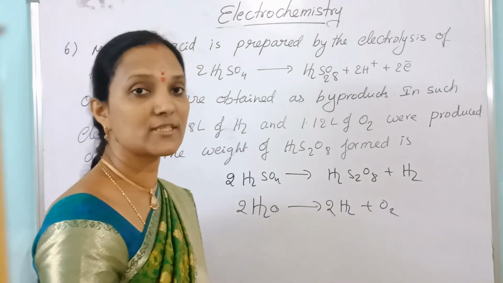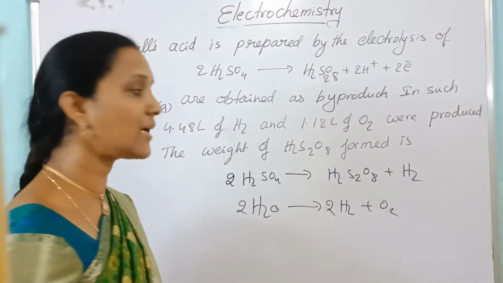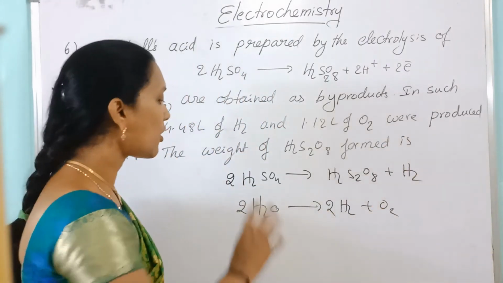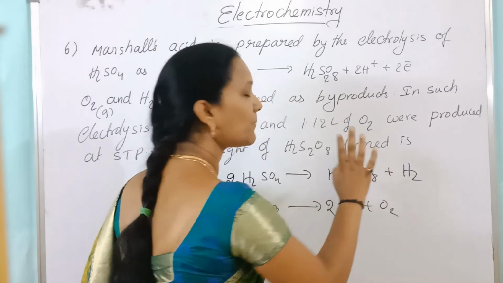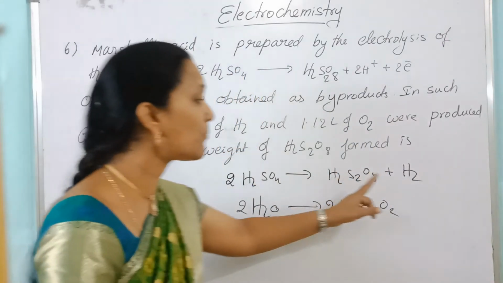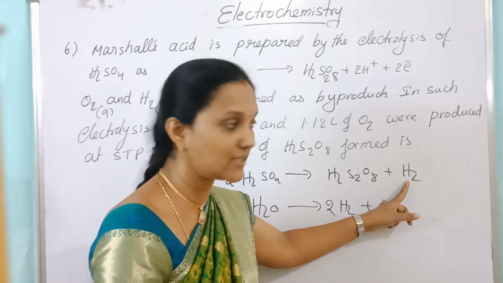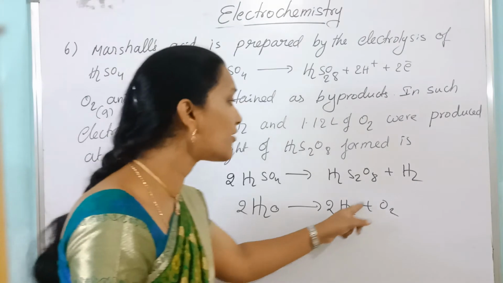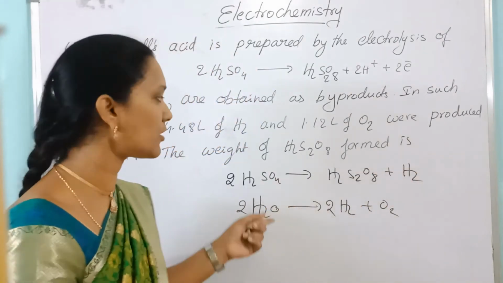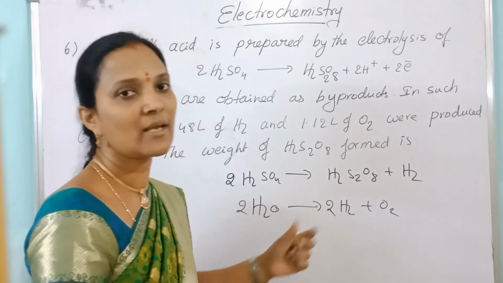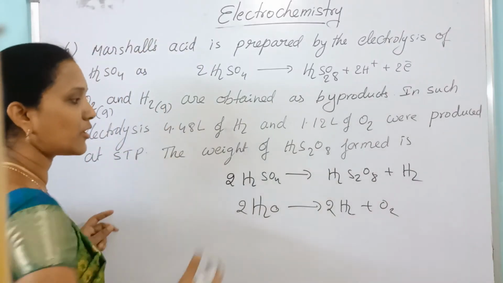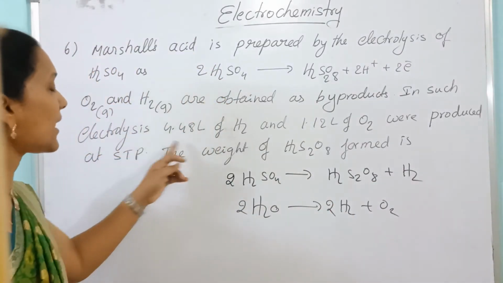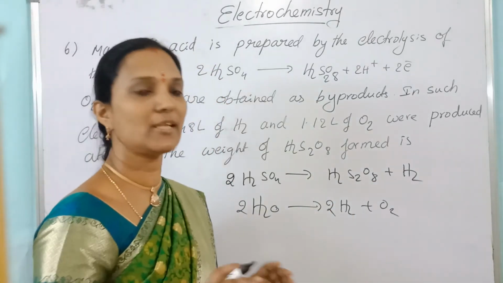Hydrogen released and oxygen released. Now here, hydrogen we are getting from water and also from sulfuric acid. Oxygen we are getting from water, and Marshall's acid from sulfuric acid. The number of moles of hydrogen from sulfuric acid is equal to the number of moles of Marshall's acid produced. But the total number of moles of hydrogen is not equal to this, because here also we are getting hydrogen gas. So this total volume is from H2O and also from H2SO4. Now, with the volumes of hydrogen and oxygen given, what can we do?